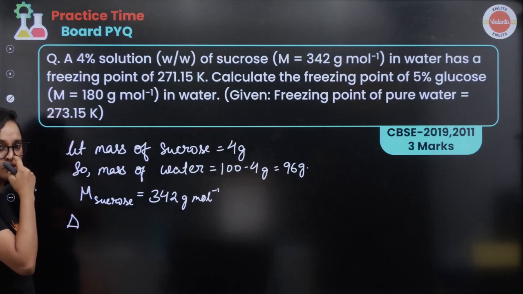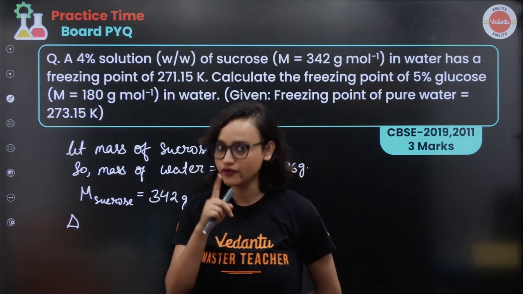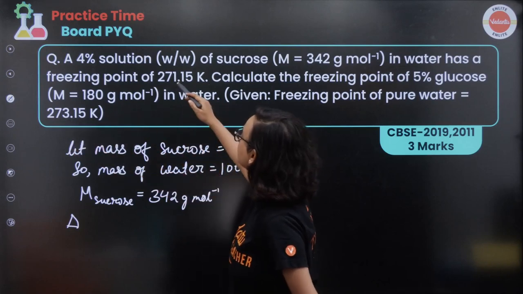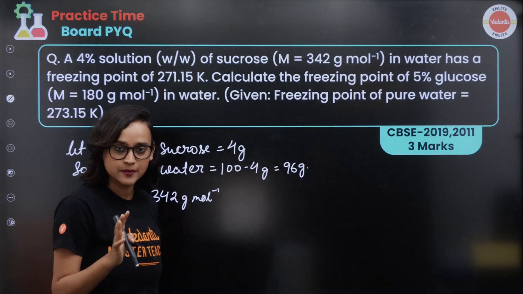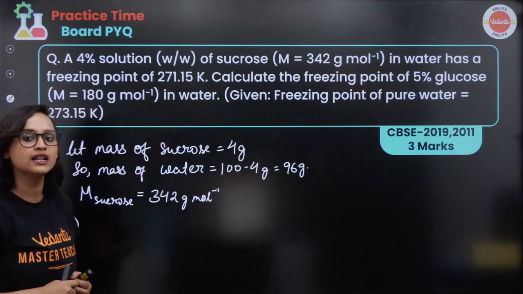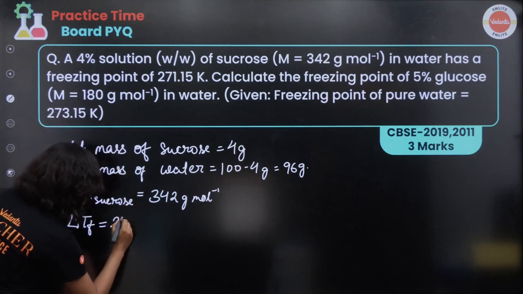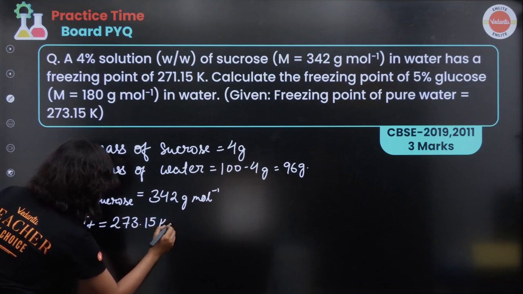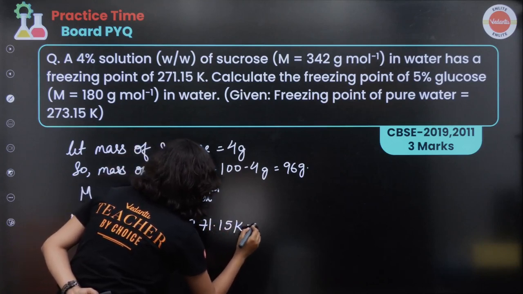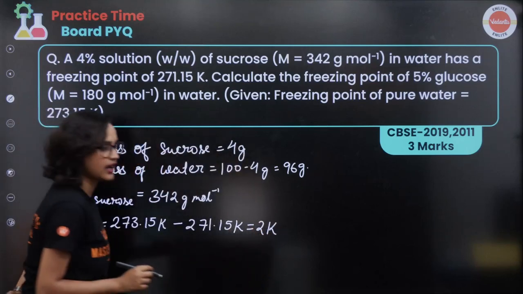So how will we calculate delta TF? First of all, delta TF will definitely be this minus this, 273.15 minus 271.15 Kelvin. Pure solvent minus this. So delta TF is equal to 273.15 Kelvin minus 271.15 Kelvin, which is equal to 2 Kelvin. This much maths even I know, and I hope that even you know.